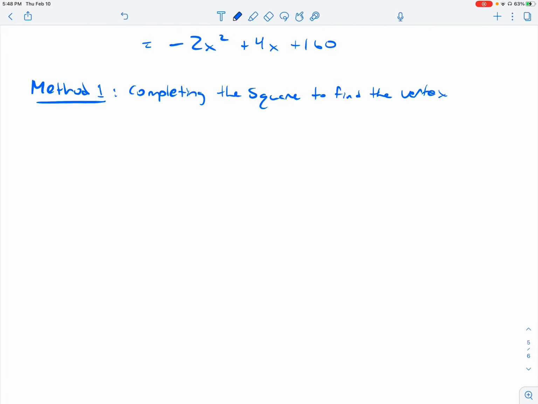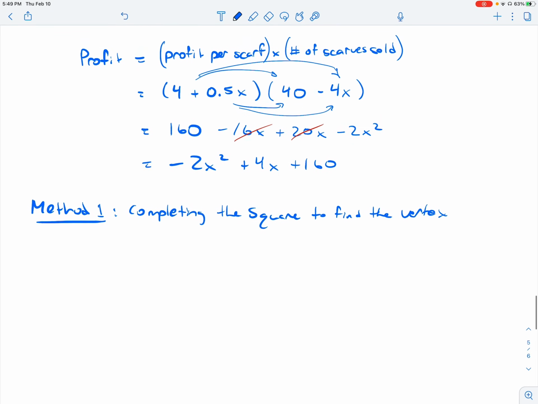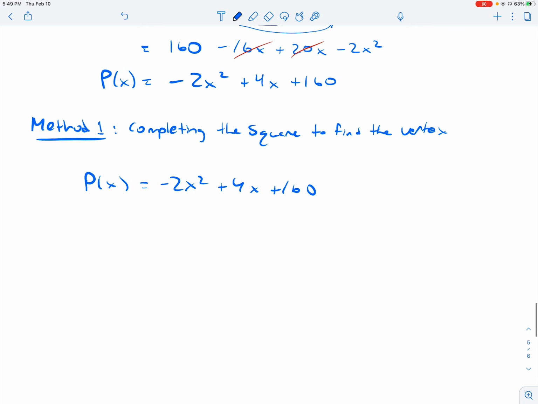So completing the square, I'm going to write down my function. I know I called it a profit before, but I like to give it a more formal variable. I'm going to call it P of X, P for profit. So we can see the profit depends on X, the number of price changes. So P of X equals negative 2x squared plus 4x plus 160. Let's go ahead and complete the square.